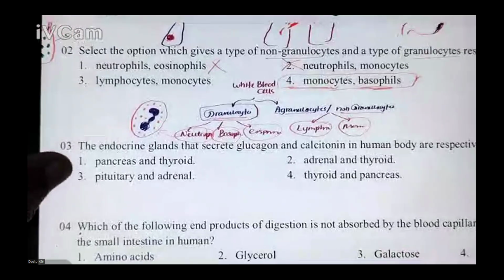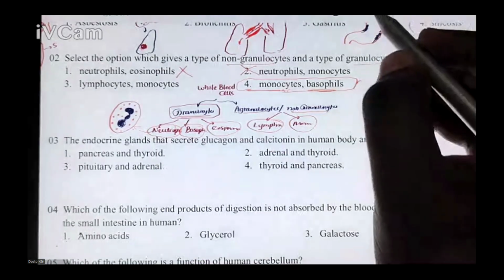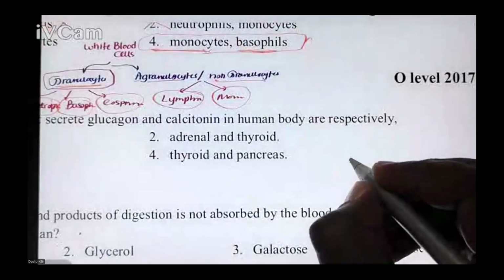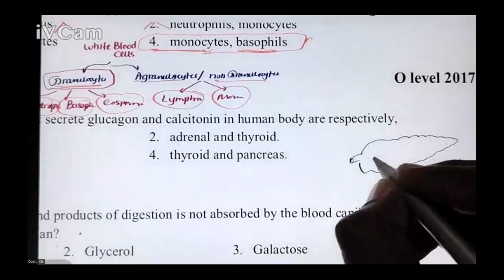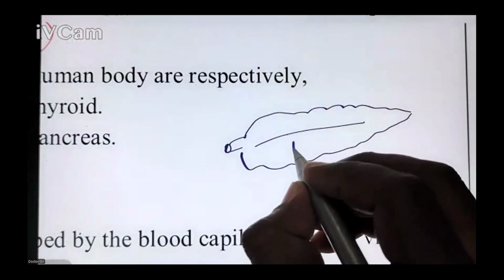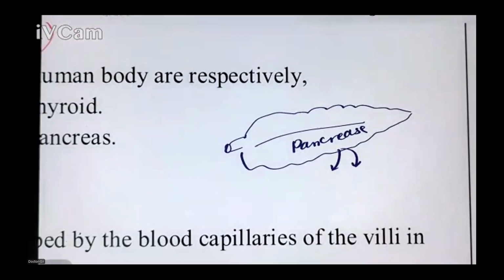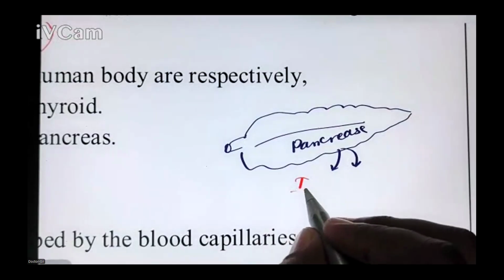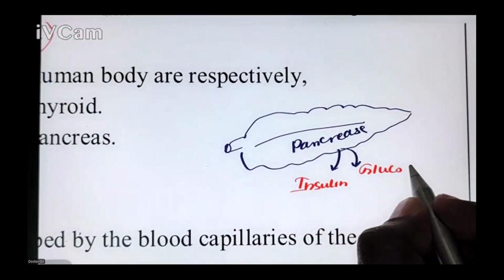They ask about the endocrine gland, 2017 O level. Which of these secretes glucagon? We have a gland we call the pancreas. This is not the liver; this is the pancreas. This pancreas secretes two important hormones. One is insulin, another one is glucagon.